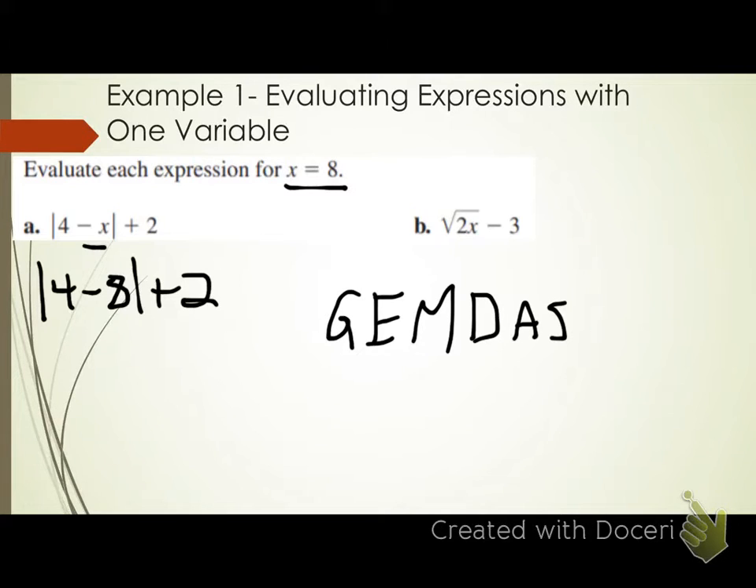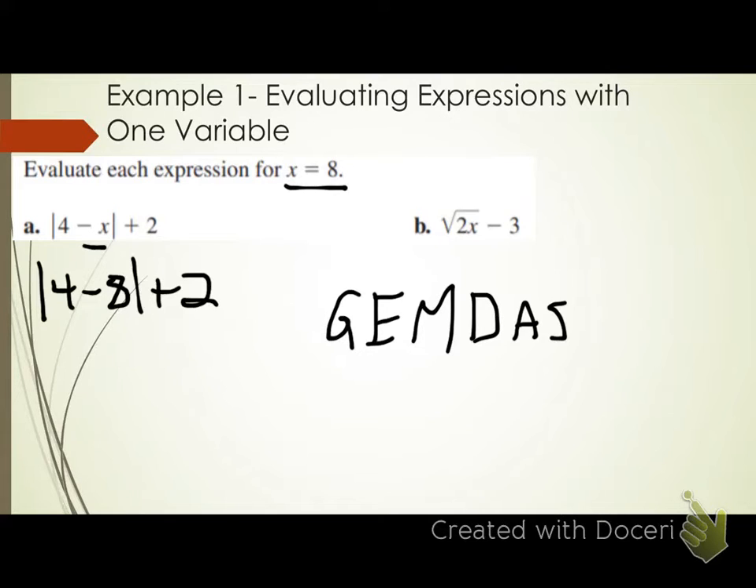Very good. Grouping symbols, exponents. When we get to the M and the D, we deal with those together. Multiply and divide. We work from left to right. Any multiplication and any division, working from left to right. Same thing with addition and subtraction. We group those two together and work with those left to right. Okay? So, for my expression, do I have any grouping symbols?